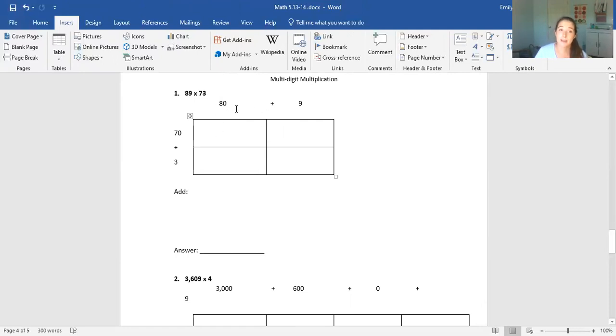89, we broke up the 80, the 8 in the tens place is worth 80, and the 9 in the ones place is worth 9. 73, the 7 is in the tens place, so it's worth 70. The 3 is worth 3. Now, we are going to fill in our boxes.